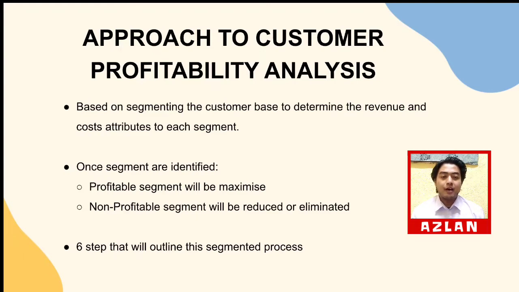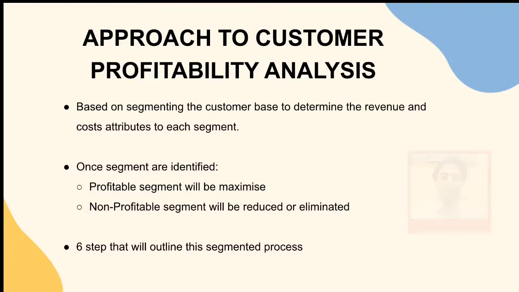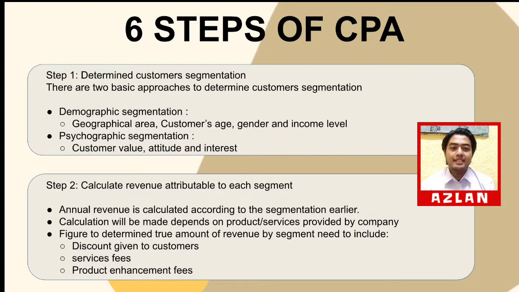These both segments can be identified while doing 6 steps of customer profitability analysis, which I will explain in the next slide. So, the first step to determine CPA is to identify the customer segment in the company. Segmentation of customer can differ according to company and its industry itself. So, the common segmentation that can be classified is demographic segmentation, which is based on observable characteristics such as geographical area, customer age, gender, and income level. And the second one is psychographic segmentation, which classifies based on customer needs and behavior such as customer values, attitudes, and interests.